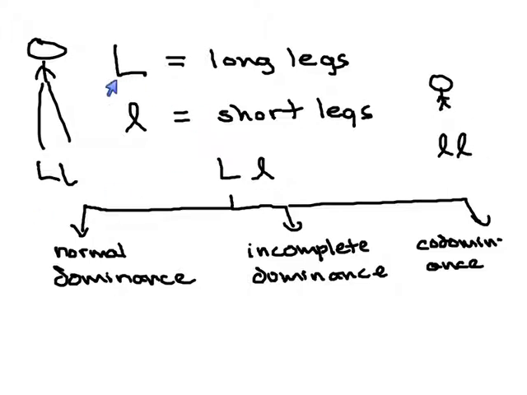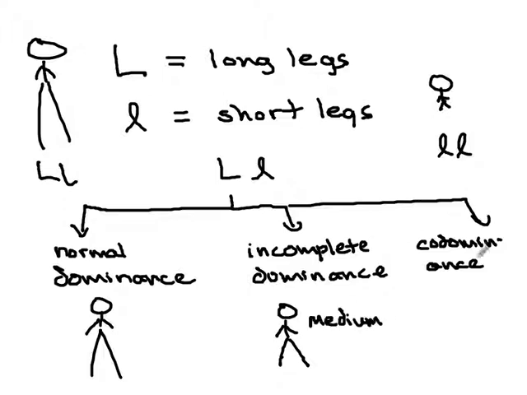With normal dominance, you'd say, okay, long legs is a capital letter, that dominates, you will have long legs. You'll get your mom's legs. The little l does not matter. You just get the long legs because that's the dominant trait. Incomplete dominance means in between, meaning you get legs that are between long and short. In this case, you will have medium legs. Not as long as your mom, definitely not as short as your dad. Here you get medium.